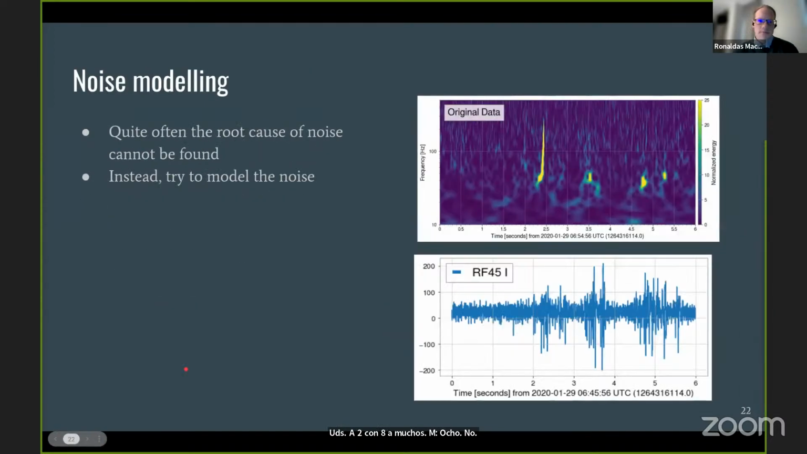As I said, quite often we cannot find the root cause of the noise. For that, we can try to use noise modeling to remove the noise. When we cannot mitigate it, we can try to model it and then remove it. For example, here we can see one of the gravitational wave signals from the last observing run. Here's a binary black hole signal, and then there was some noise after the signal, and actually some noise happening at the signal as well. And we had one witness channel, which is called radio frequency 45, essentially.